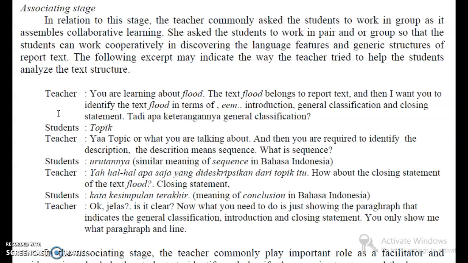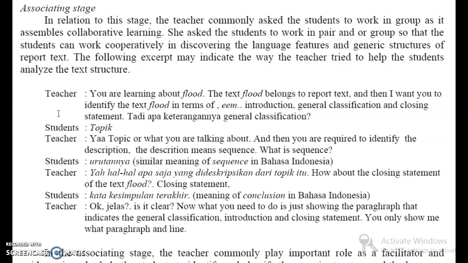Tadi apa keterangan general classification? Students: topic. Yeah, topic or what you are talking about. And then you are required to identify the description. The description means sequence. What is sequence? Urutannya. Similar meaning of sequence in bahasa Indonesia. Ya, hal-hal apa saja yang dideskripsikan dari topik itu.